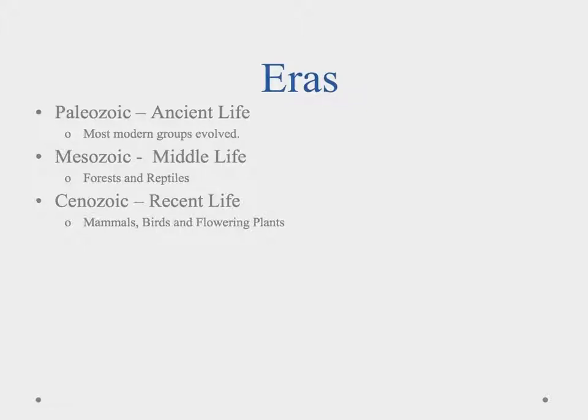The first one was the Paleozoic, and that's ancient life, and that's where we see most modern groups of animals and organisms and plants evolve. So we're seeing most of the types of organisms. We're not seeing modern day ones, but at least we're seeing the types. That was followed by the Mesozoic era, and that's where we see a lot of forests and reptiles, and Mesozoic means middle life. And then the most recent era is going to be the Cenozoic era, and we're still in the Cenozoic era. And that one is where we see the rise of mammals, birds, and flowering plants. And as I mentioned, we'll be talking about these in a lot more detail in the upcoming videos.